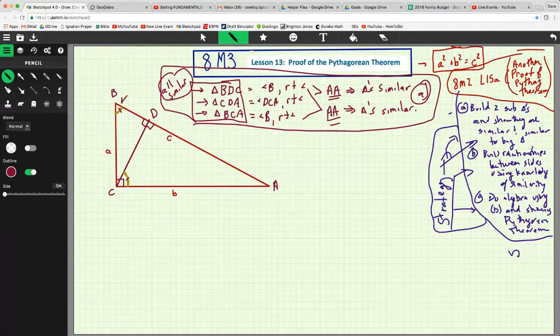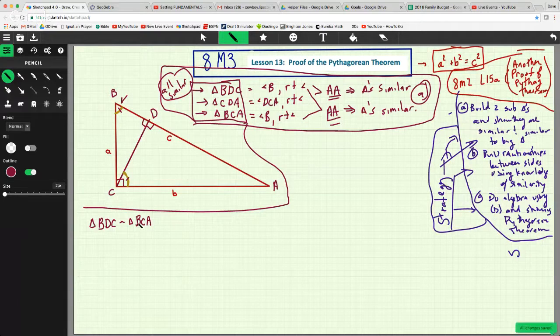And now let's build the relationships between the sides. So this is the next kind of big leap we're going to make. I'm going to write it right over here. And we're going to say triangle BDC is similar to triangle BCA. And it's important that you get the angles right. So the angles have to match up, going all the way back to lesson 8.1. So angle B and BCA, we have to make sure that the angles that match are written in the same order.